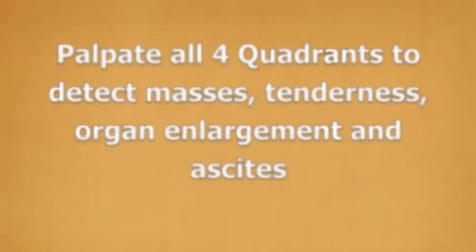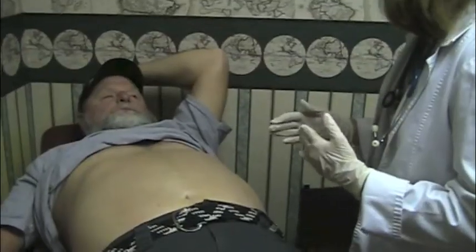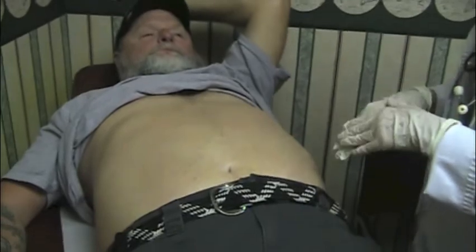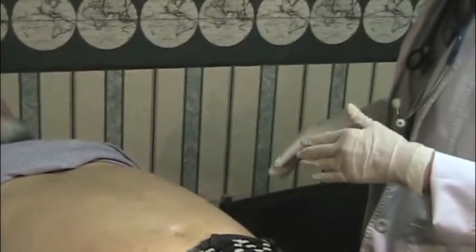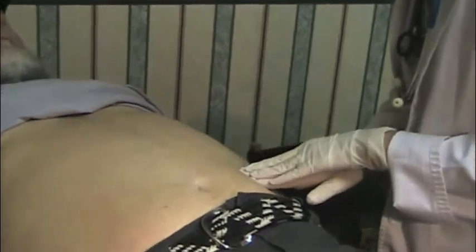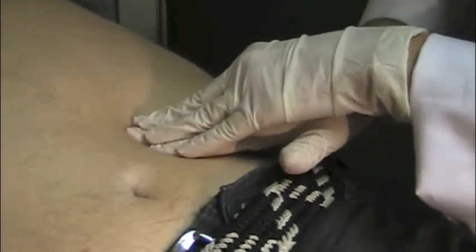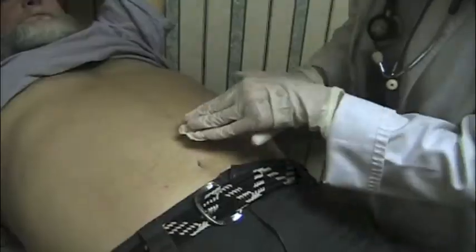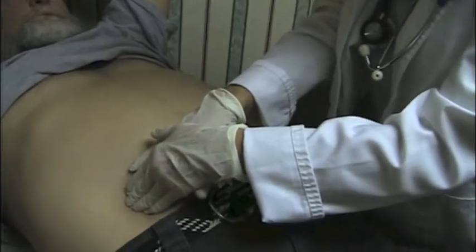Step 4 is palpation. Palpation is used to detect masses, tenderness, organ enlargement, and ascites. Begin palpation by explaining the procedure to the patient. Ask the patient to tell you if they experience any pain or tenderness throughout this procedure. Begin with light palpation, depressing no more than 1 centimeter in depth.